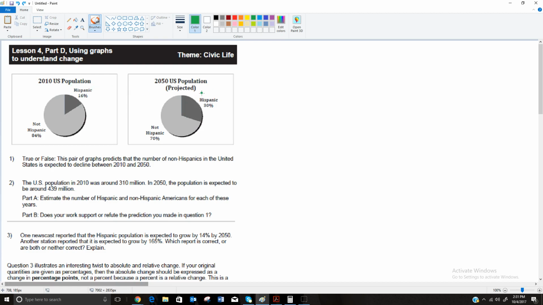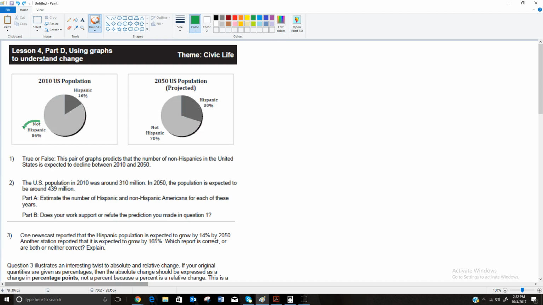So over here we have in 2050, well, let's go back to 2010. So in 2010 we had non-Hispanic as 84% of the population and Hispanic as 16% of the population. So it's been projected that in 2050 the non-Hispanic population will be 70% and 30% of the U.S. population will be Hispanic. So the question is, true or false, this pair of graphs predicts that the number of non-Hispanics in the United States is expected to decline.